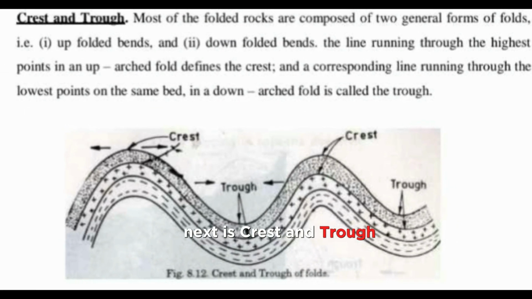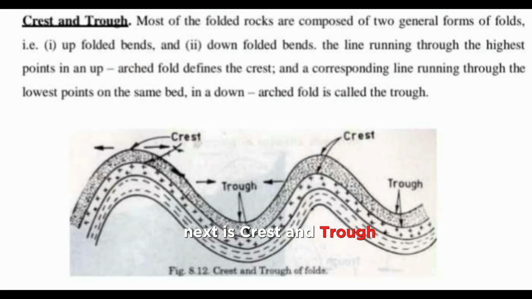Next is crest and trough. Most of the folded rocks are composed of two general forms of folds. First is up-folded bends. Second, down-folded bends. The line running through the highest points in an up-arch fold defines the crest, and the corresponding line running through the lowest point of the same bed in a down-arch fold is called the trough.